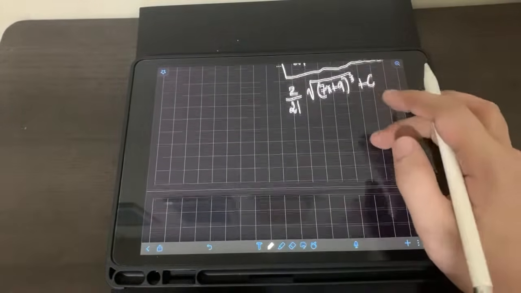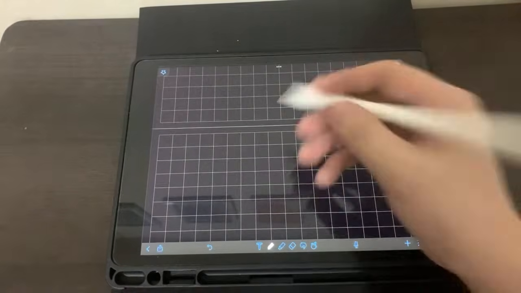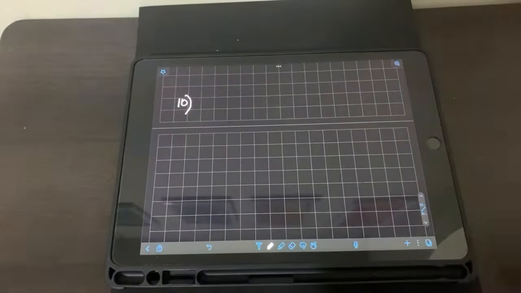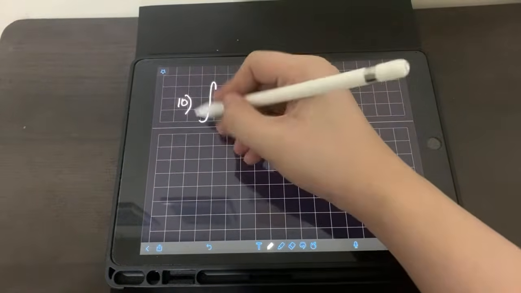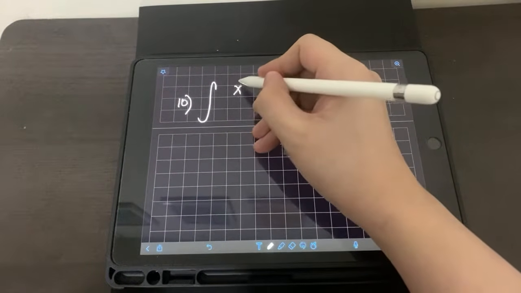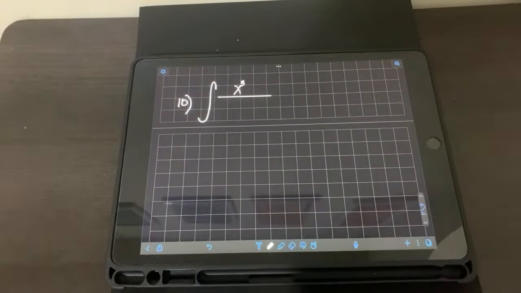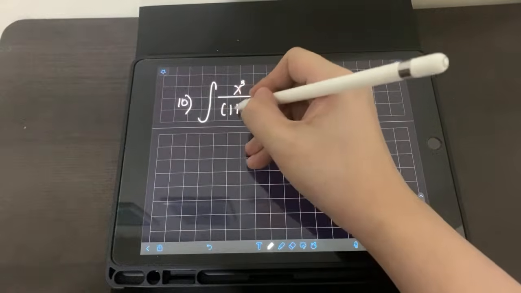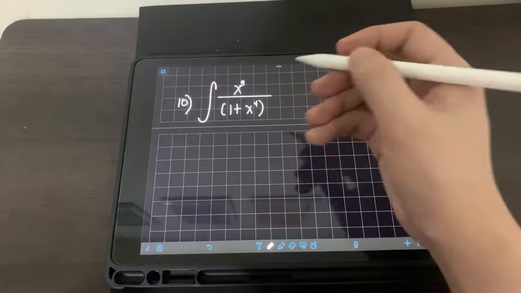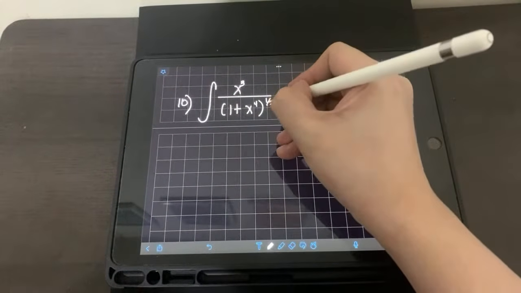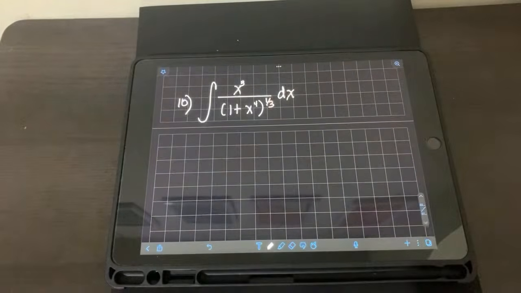So, let's have problem number 10. Integral of x cubed divided by 1 plus x to the fourth raised to 1/3 dx.